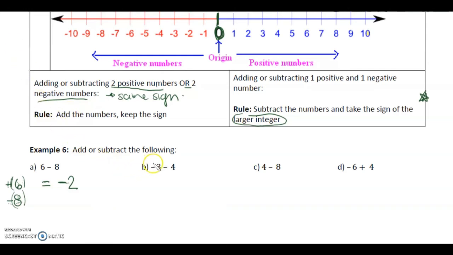Okay, B, we have two numbers here, -3 and -4. Both of them are negative. Because they have the same sign, we're going to use this rule here. Add the numbers. So 3 plus 4 is 7, and we're going to keep the sign, which is negative.